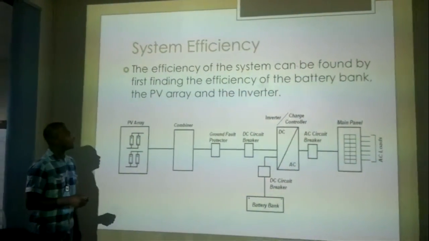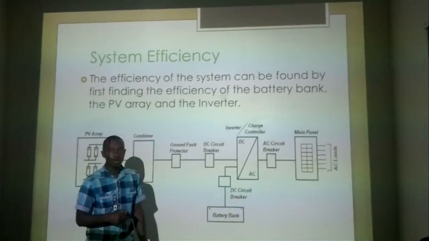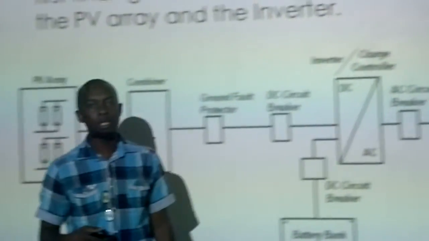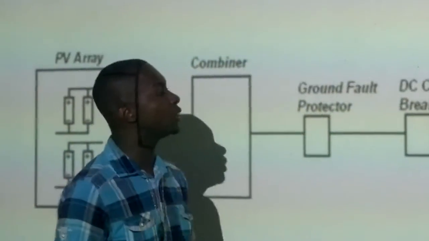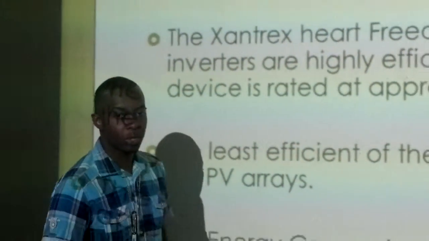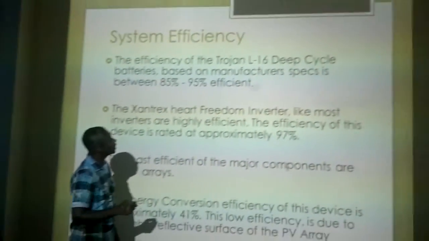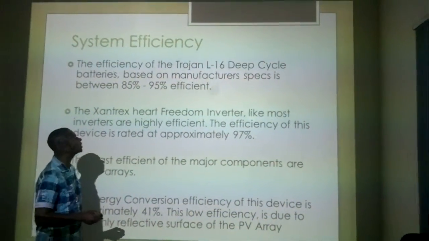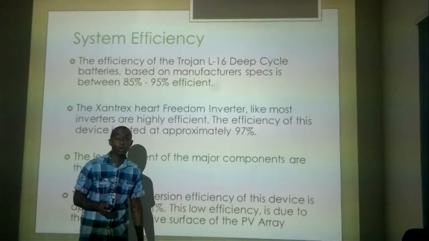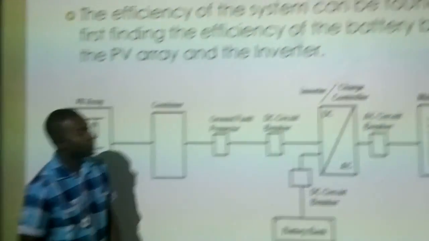Now to look at the system's efficiency, we are going to be looking at the major components and the efficiency of those major components that make up the system. The major components we are referring to are the PV array, those are the photovoltaic cells. We're going to be looking at the efficiency of the inverter, and also the efficiency of the battery.